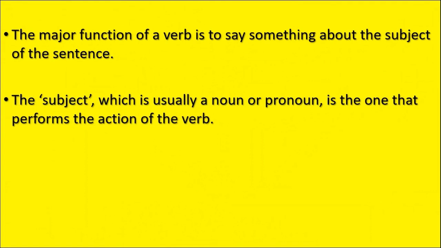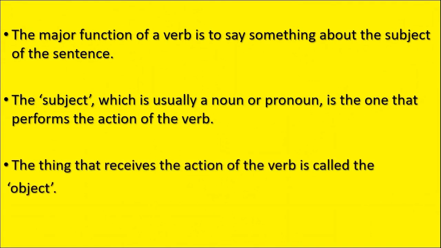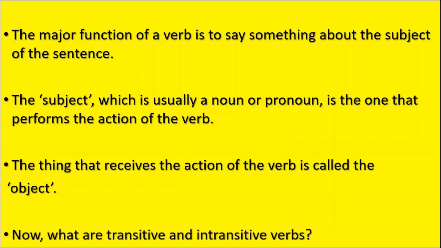The subject is usually a noun or a pronoun, and it is the one that performs the action of the verb. The thing that receives the action of the verb is called the object. While the subject performs the action, the object receives the action. Now, what are transitive and intransitive verbs?